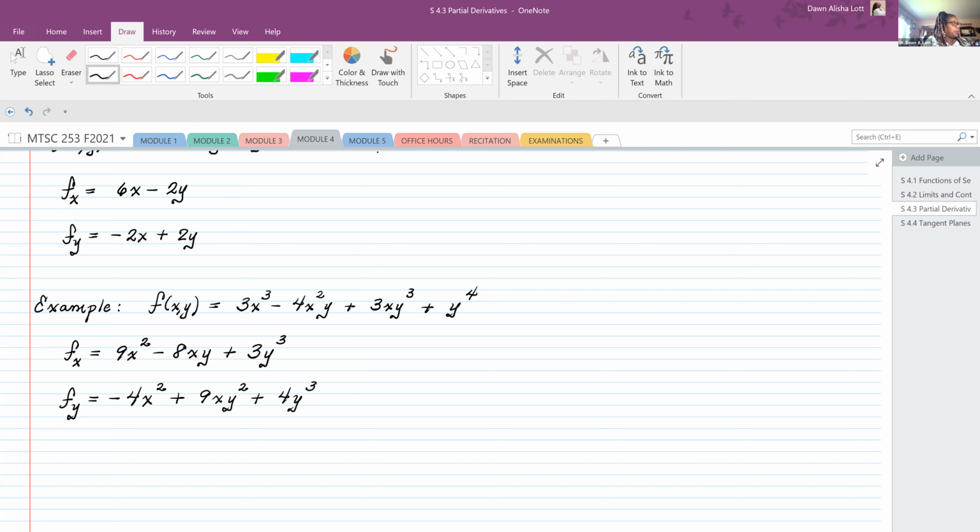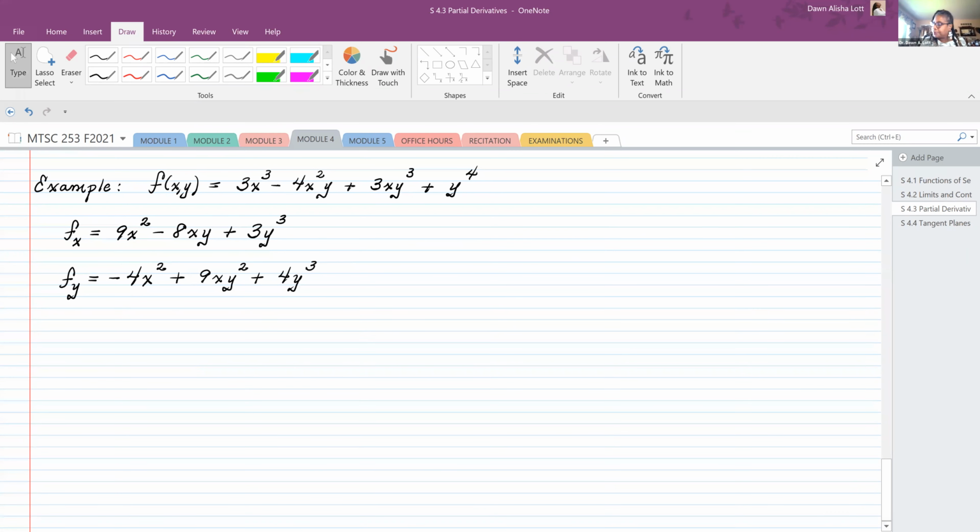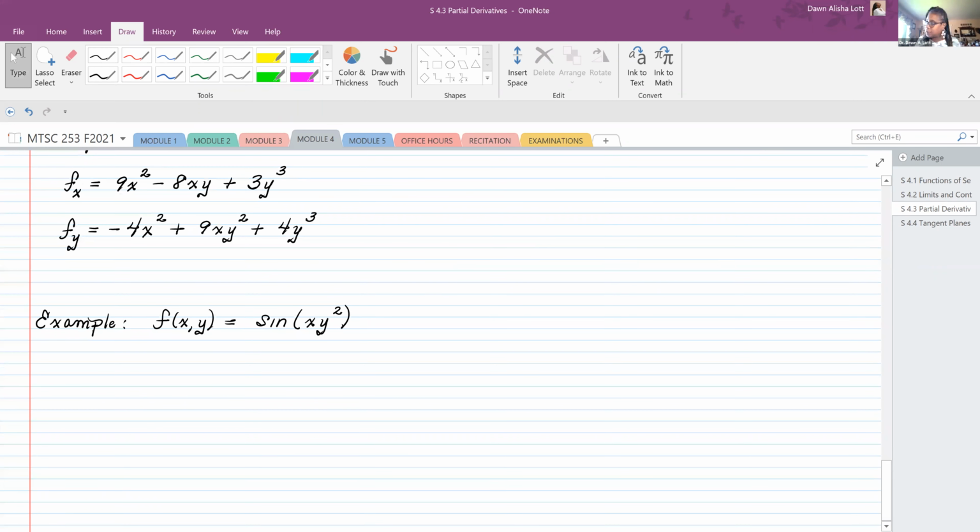Okay, I'm going to give you another one. This one's even trickier. f of x,y is going to be the sine of xy squared. Okay. So f sub x, derivative of sine is cosine.